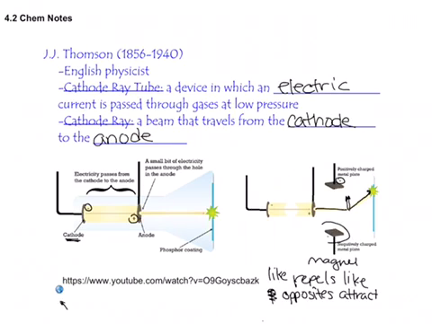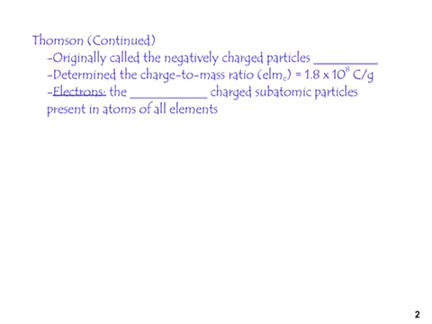And I strongly suggest you take a look at these links that describe these experiments in a little more detail. So he discovered that there had to be these negatively charged particles, and he originally called them corpuscles. And he determined that there was a charge to mass ratio of 1.8 times 10 to the 8th coulomb over grams. We will deal more with that probably this spring. So what he ended up discovering was that there are electrons, or negatively charged subatomic particles, present in atoms of all the elements.